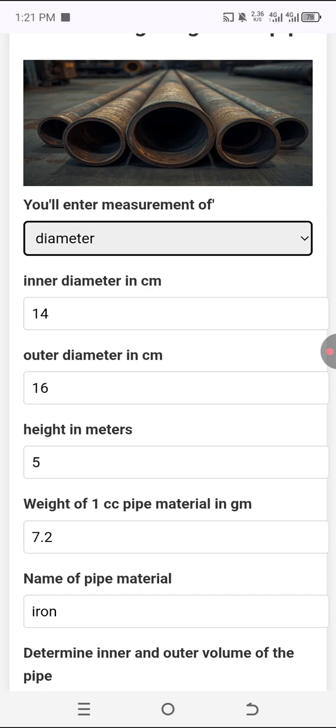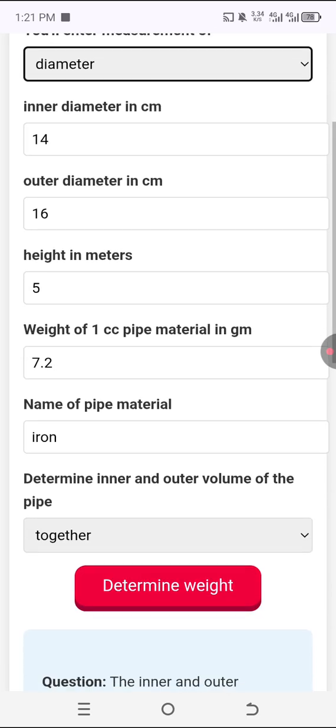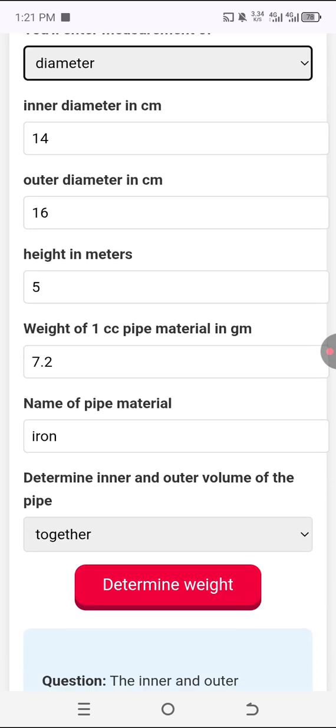And also weight of 1 cc pipe material in gram. The default value is 7.2 in most math problems that appear in the board questions. It is 7.2, although I have some knowledge from physics and it indicates that the density should be 7.8 in case of iron, but I don't know why they said it 7.2.